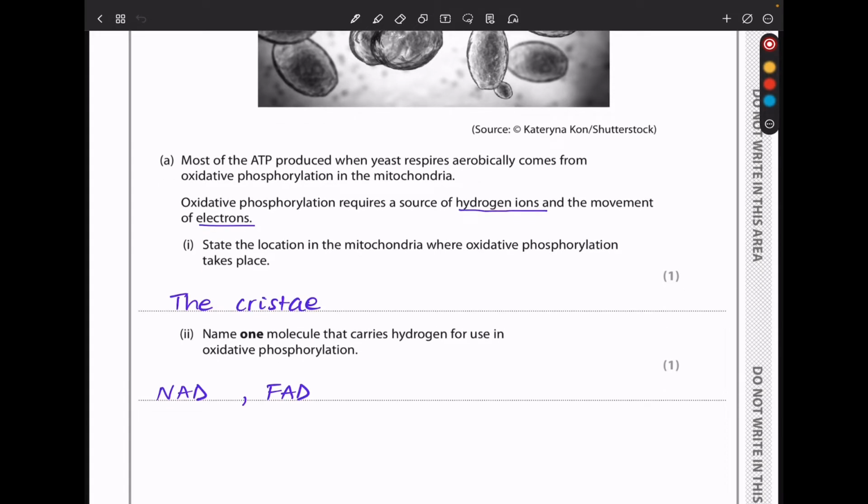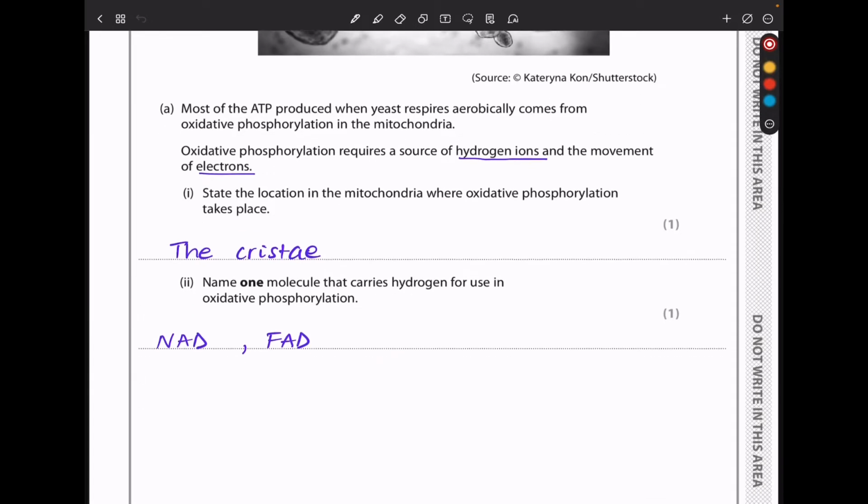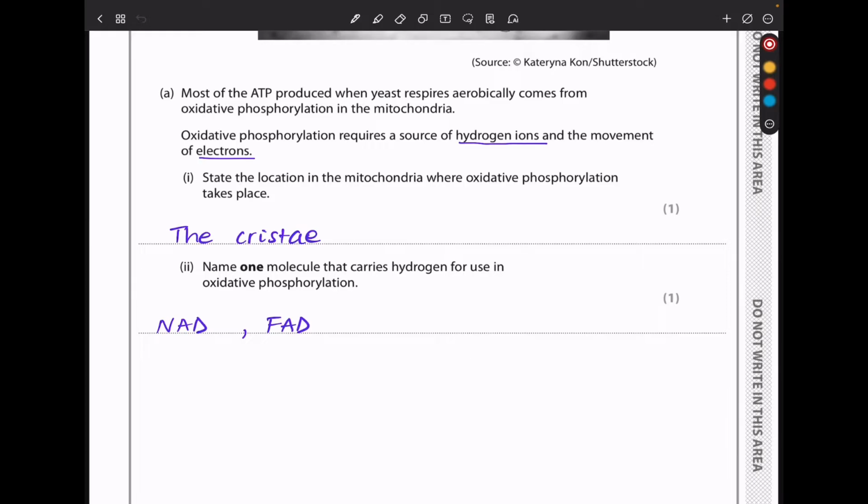State the location in the mitochondria where oxidative phosphorylation takes place. It takes place in the cristae, which are the inner foldings of the internal membrane of the mitochondria. And then next they say name one molecule that carries hydrogen for use in oxidative phosphorylation. This is going to be NAD or FAD. They carry the hydrogen and they become reduced.